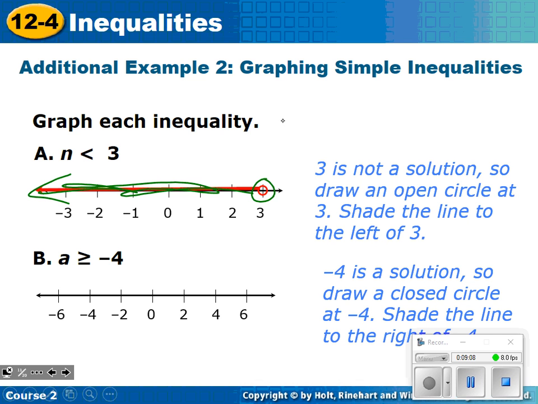Circle or dot? Dot, because it's got nothing to do with being negative. How do we know? It includes -4 because it's or equal to. So we put a solid dot. So, little hint, if you see this little guy right there, that little line underneath, it's a solid dot. If you don't see it, it's a circle. All right? Greater than, shade to the right.